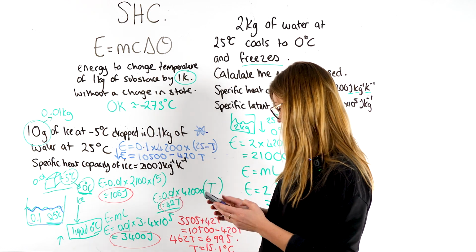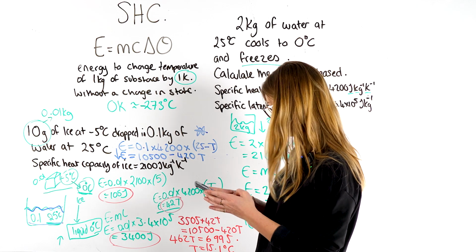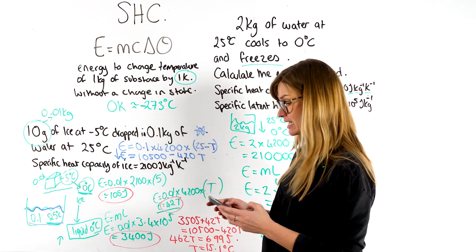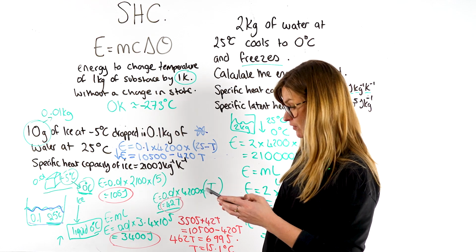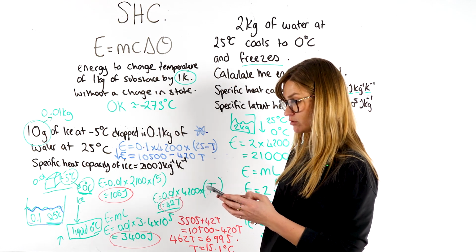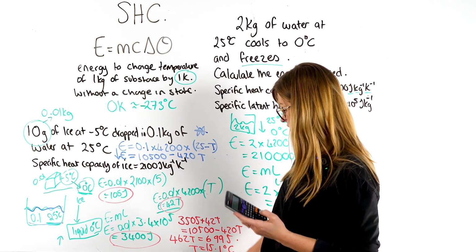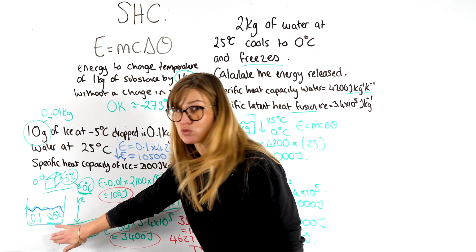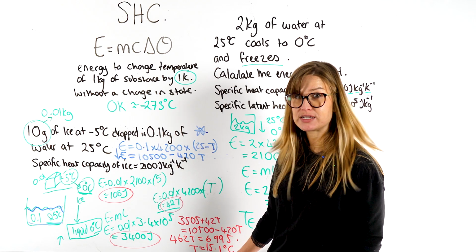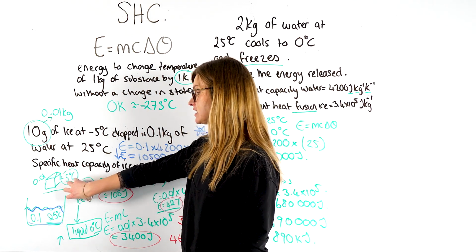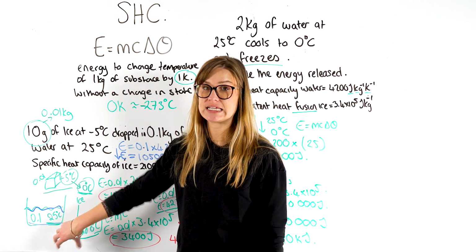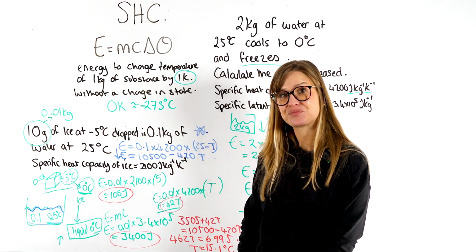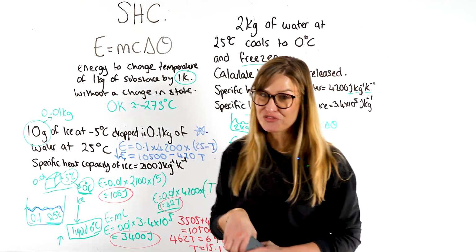And I added my 420 to each side. We did 42 plus our 420 to get 462T. To get T then, we did 6995 divided by 462. And we got a final answer of 15.1 degrees Celsius, which makes sense because our water at 25 dropped to 15.1 degrees Celsius, and our ice changed state to water at 0 degrees Celsius that increased in temperature to 15.1 degrees Celsius. So, grand. Hopefully you find that helpful.